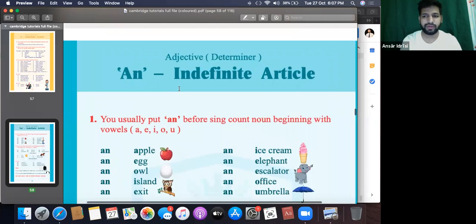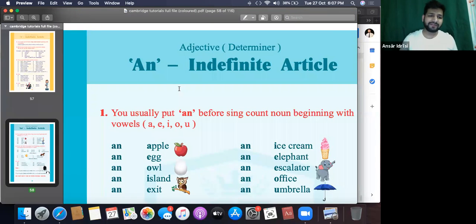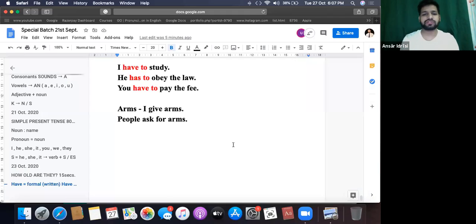All right, so here we go with the indefinite article. Now we have seen before when to use "a," correct? We know well when to use "a," but today we are going to see the usages of "an" and when to use it correctly. All right, today is 27th October 2020.